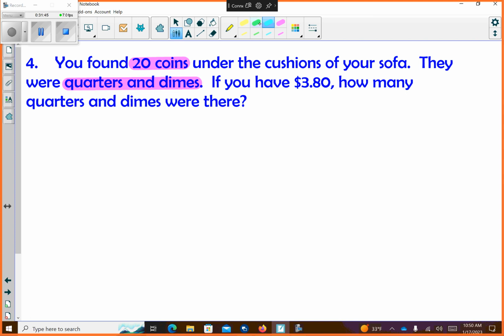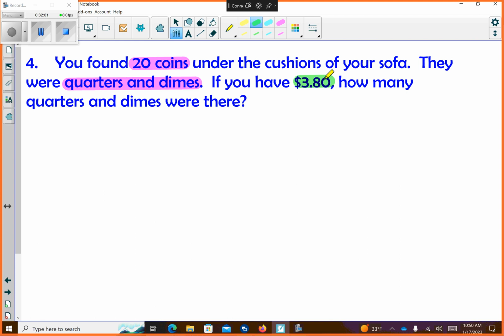Okay? So then I counted up all my money. I went 10, 25, 25, 10, 10, 25, 25, so on and so forth. And I realized I had $3.80. Okay? Can you follow this?